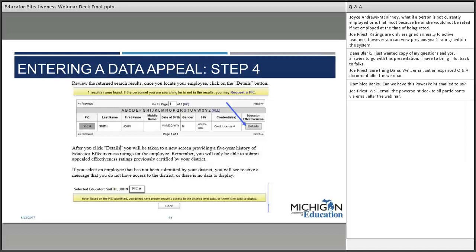This is important to note because we have heard loud and clear that teachers are concerned that inaccurate educator effectiveness labels could potentially harm their chances at employment at other districts. Nowhere within the REP, as Melanie mentioned in MOEX, so nowhere within MOEX and nowhere within REP do districts have access to other districts' educator effectiveness data. So hopefully that will help reduce some of the concern there. But yeah, you can only view those details for employees that have been submitted by that district.